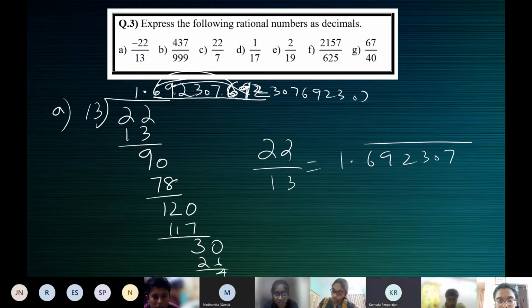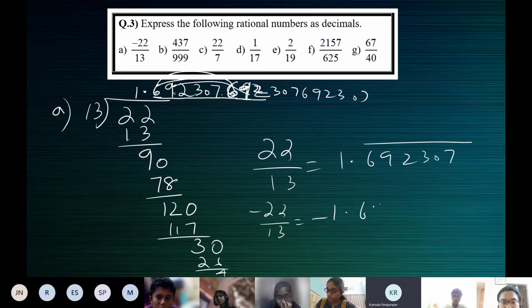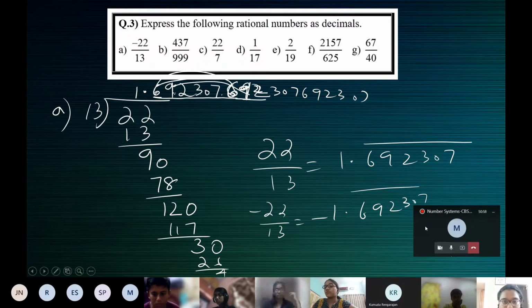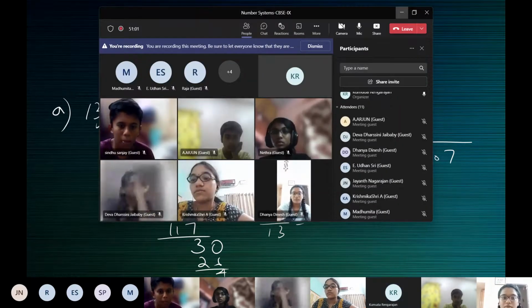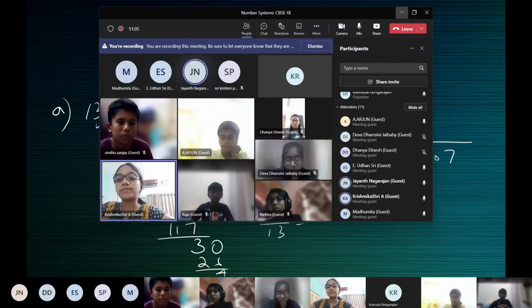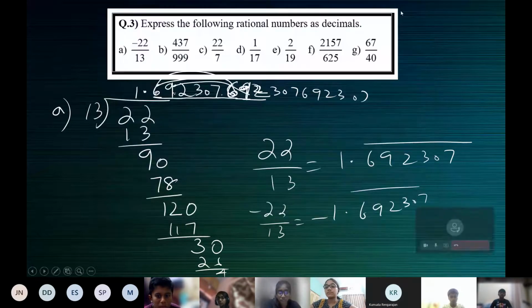So all these questions are the regular fifth standard division. So minus 22 by 13 is equal to minus 1.692307 recurring. Class, do we understand? Yes, ma'am. Very good.